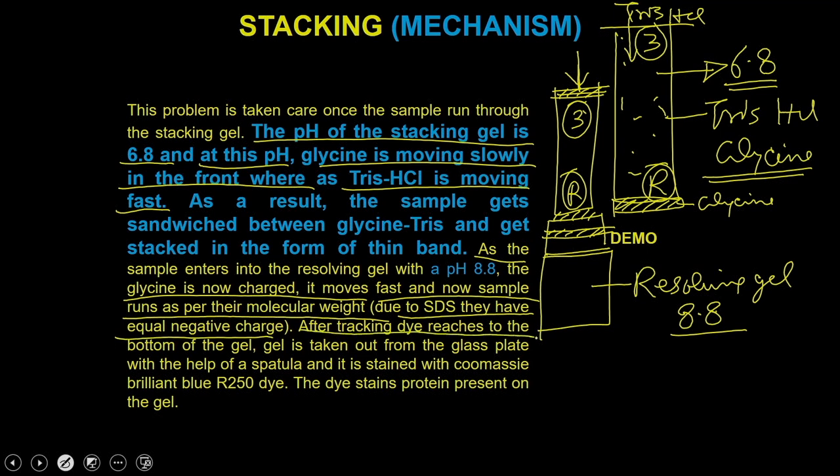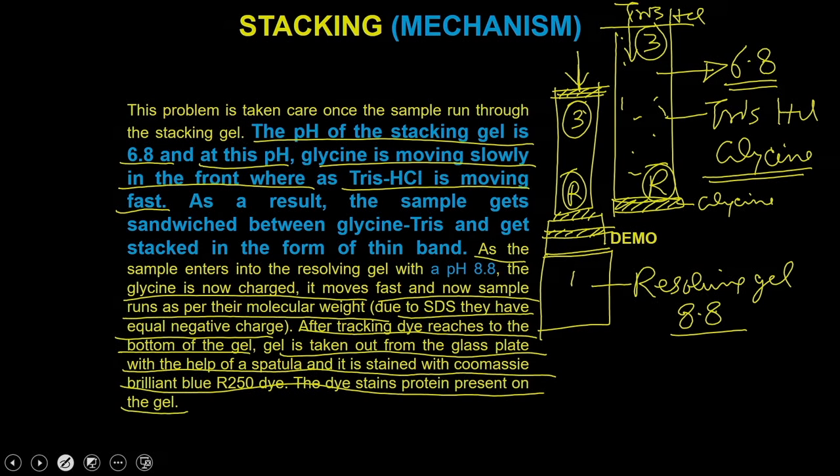After the tracking dye reaches the bottom of the gel, the gel is taken out from the glass plate with the help of a spatula, and it is stained with Coomassie Brilliant Blue R250. The dye stains the protein present on the gel.